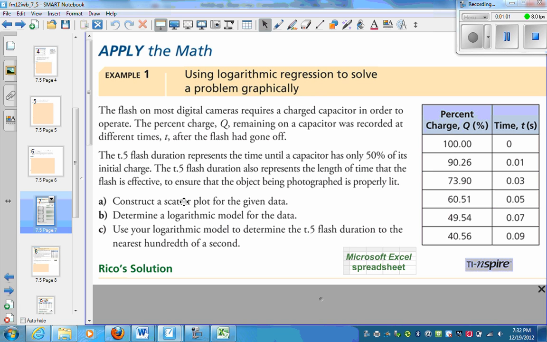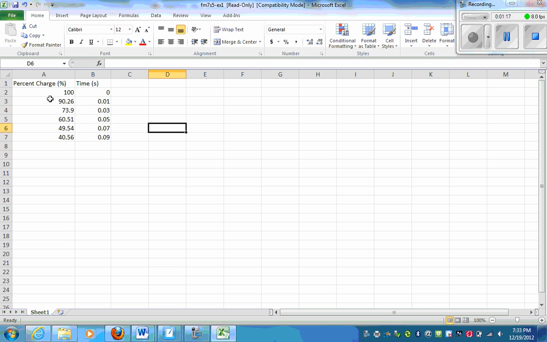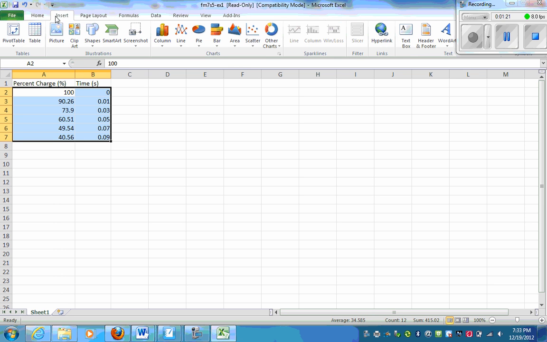First, we're going to construct a scatter plot for this data. Then we're going to determine the logarithmic model. And then we're going to use the model to determine the flash duration to the nearest hundredth of a second. Okay, so we go to Excel. We enter in the data, and this is nothing new. We highlight. We go to Insert, Scatter Plot.